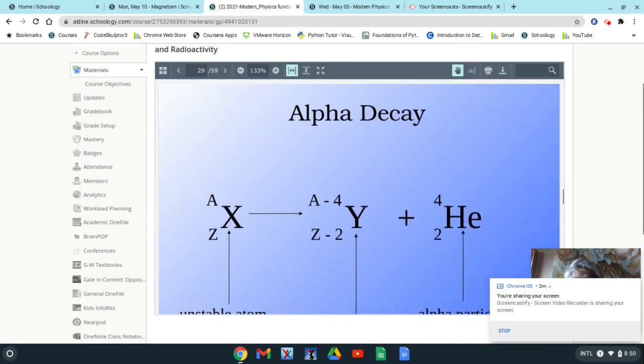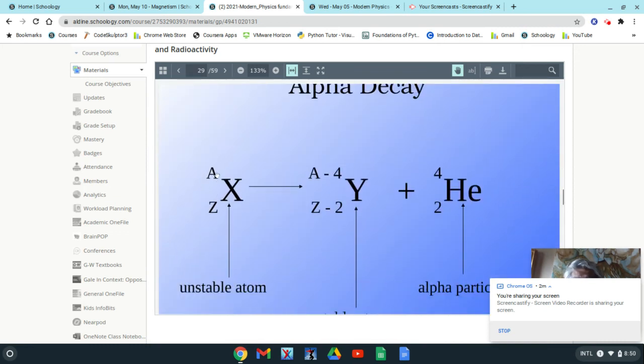Here's alpha decay happening. This atom is going to lose 4 of its particles, 2 neutrons and 2 protons. Its atomic number reduces by 2, and so this particle is produced, which is going to be the original mass minus 4 and atomic number minus 2, plus the alpha particle.